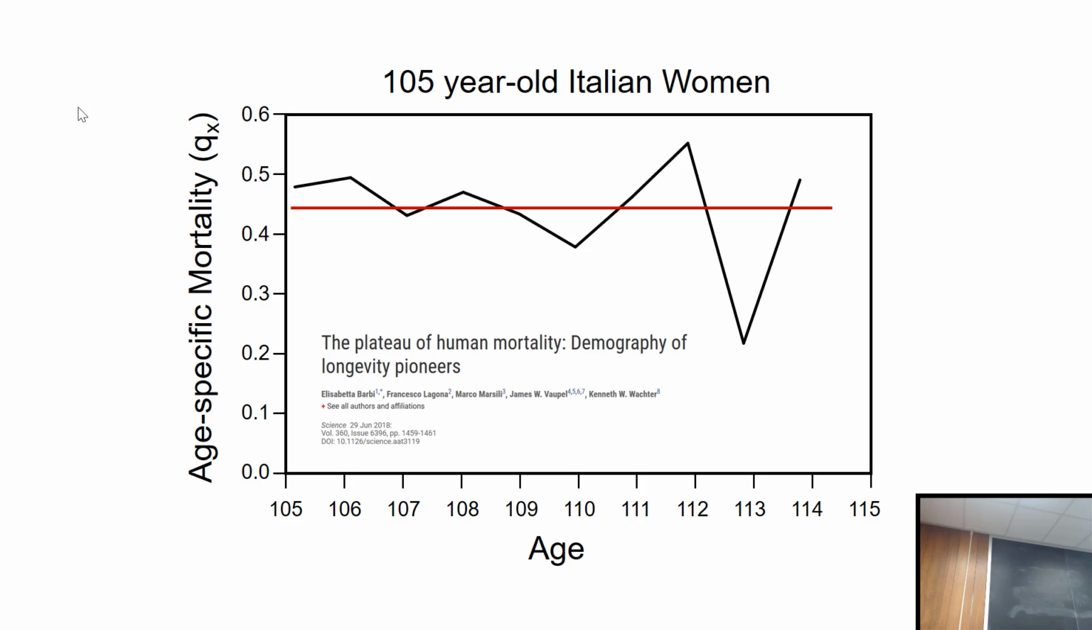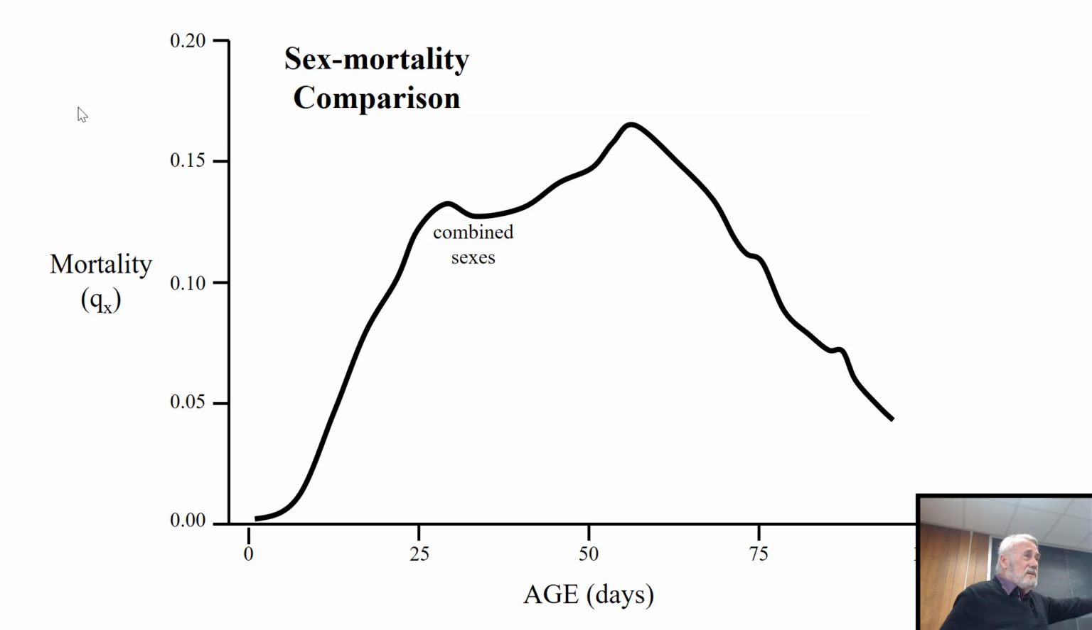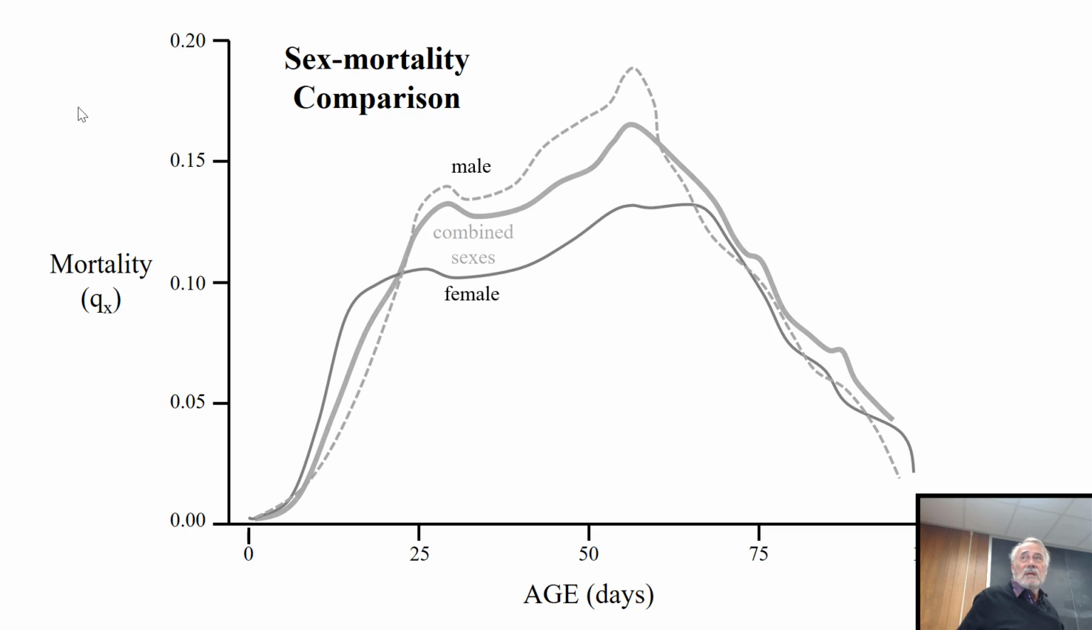Okay, but look, this just came out last year or so. Here's a plateau. Again, this is controversial, but in any case, this is 105-year-old Italian women. Elisabetta Barbi in Italy got the data. She's the lead author here. But anyway, there's the mortality, here's the age starting at 105. You see the flat, that is basically age-independent mortality at the oldest ages. The problem with a study like this is these are cross-sectional and not longitudinal studies, okay?